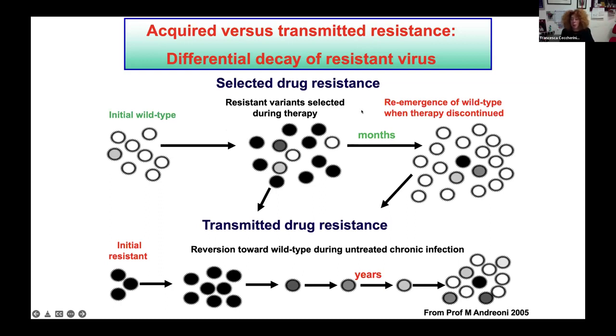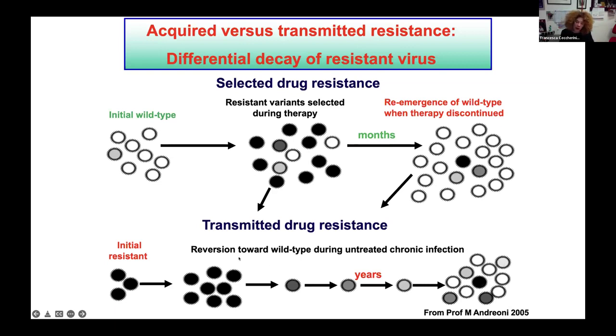And in the past, when we didn't have new drugs, we interrupted the treatment to allow the reemergence of wild-type viruses. And we found out that in a few months, the virus became, as a major population, again the previous wild-type original virus. But if an individual fails a treatment and can transmit the virus, of course, will transmit drug resistance. So we have individuals that have already initial resistant virus, and so the reversion to wild-type during untreated chronic infection needs years, and this is what we find frequently when we do the resistance test.